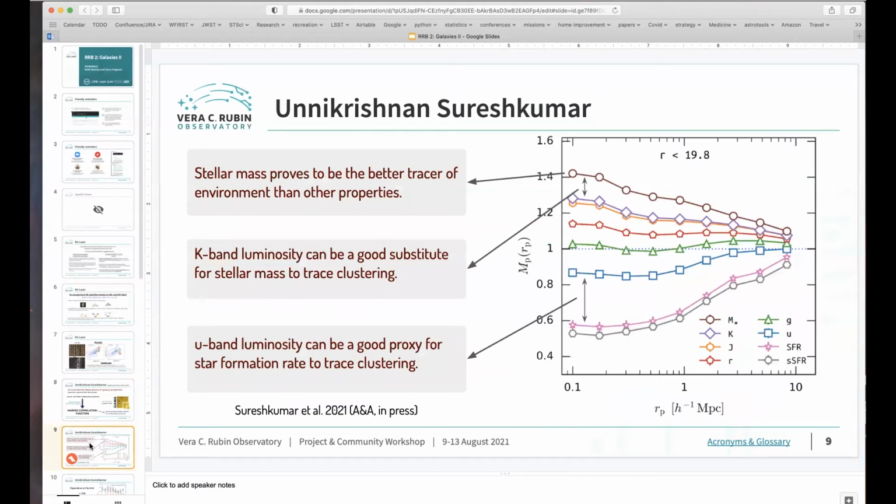On the x-axis, you can see the separation scale between the galaxies, and each curve represents the marked correlation function signal obtained from the same set of galaxies, but weighted using different properties as labeled, such as the stellar mass, luminosities in various bands, and the star formation rate. A marked correlation function equal to one implies a lack of correlation between that property and the environment, and the greater the deviation from unity, the stronger the correlation.